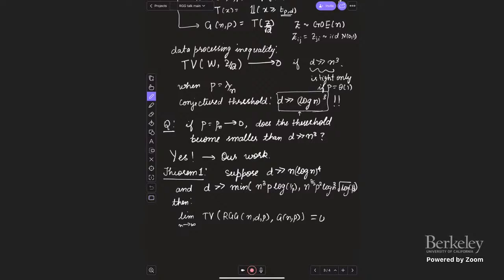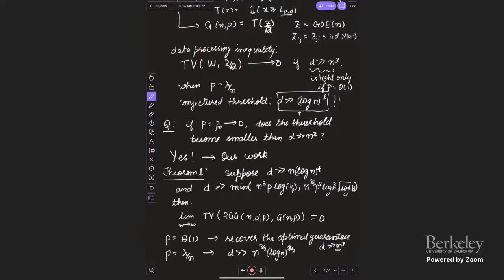And so let's look at some of the special cases. When p is theta 1, then we recover the standard guarantees, we recover the optimal guarantees. That is, d larger than n cubed. When p is equal to lambda over n, we get the threshold to be d much larger than n to the 3/2 (log n) to the 7/2, which is much better than d much larger than n cubed, but it's still much worse than the conjectured bound of (log n) cubed.